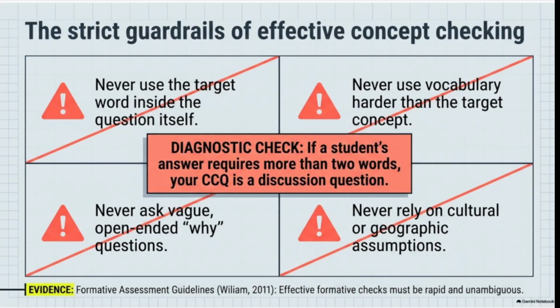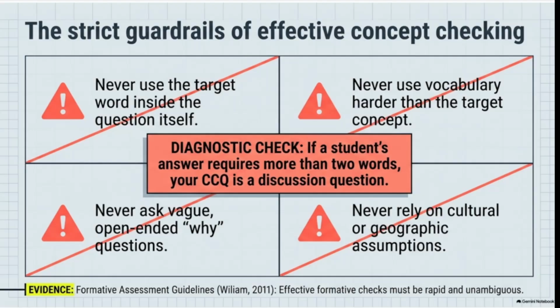Guardrails for effective CCQs. There are several important rules that will help you avoid ineffective CCQs. Rule number 1. Never use the target word inside the CCQ. For example, if the target word is embarrassed, do not ask, are you embarrassed? You are simply repeating the word you are trying to check. Instead, you may ask, are you comfortable? Are you worried about what people think?